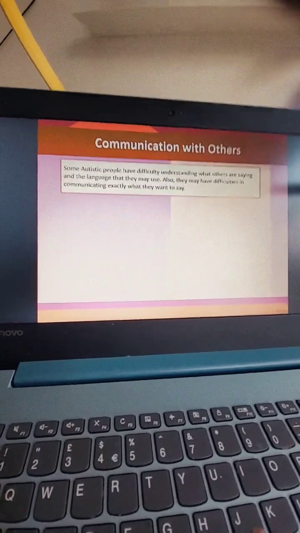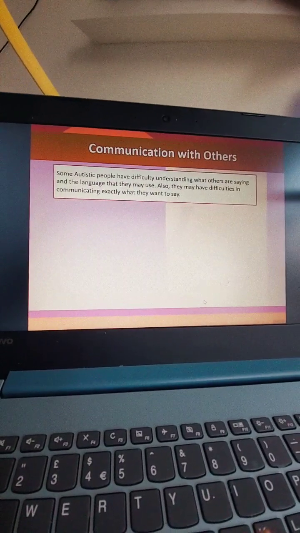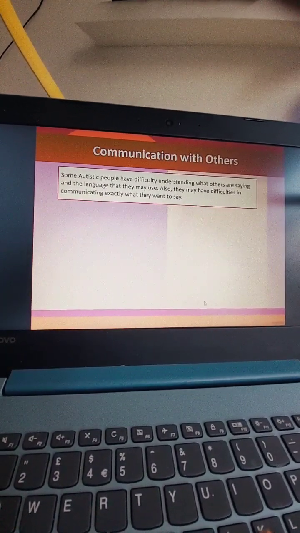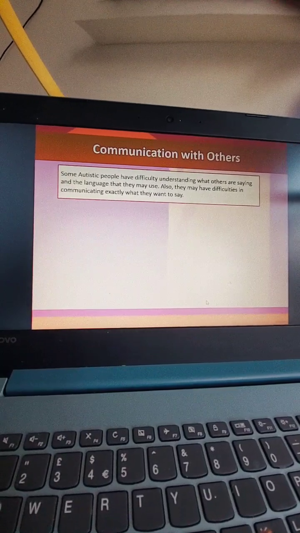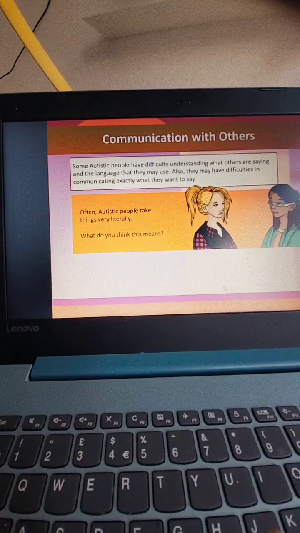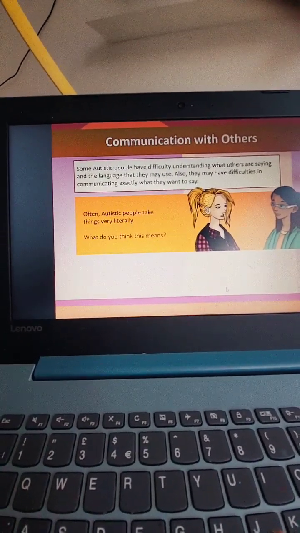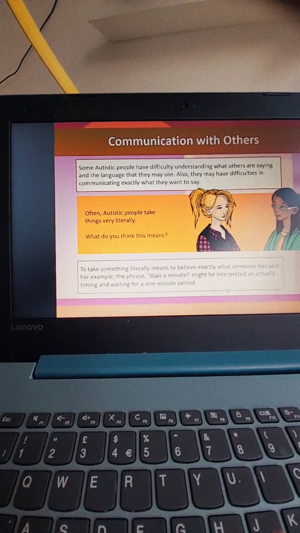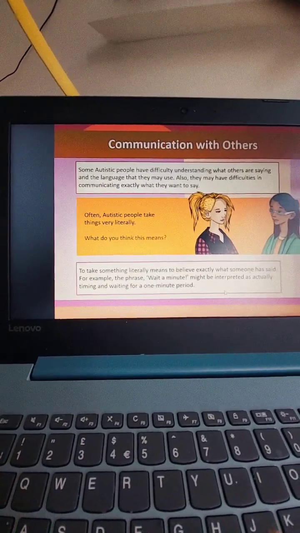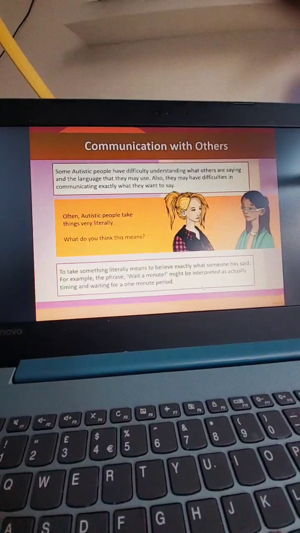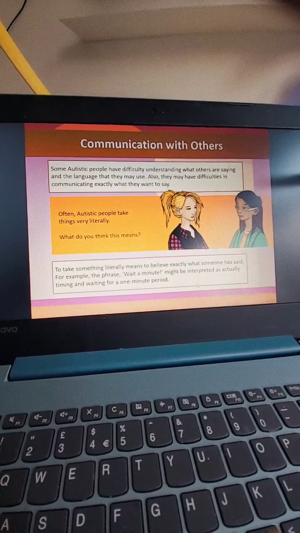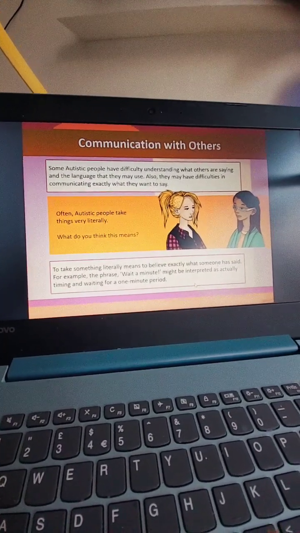So, some people have difficulty in understanding others. Some have difficulty understanding what others are telling them, the language that they might use. Also, they might have difficulties in communicating exactly what they want to say. Often, autistic people take things very literally. What do you think this means? To take something literally means to believe exactly what someone has said. For example, the phrase "wait a minute" might be interpreted as exactly timing and waiting for just 1 minute.